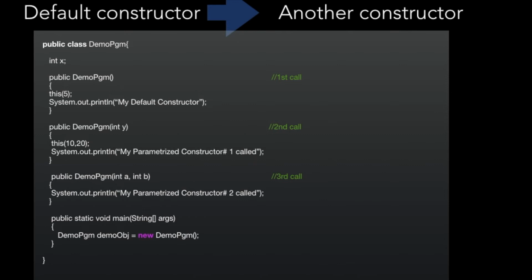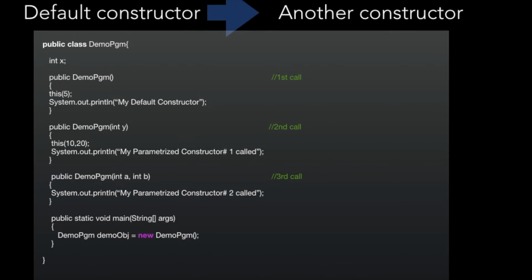So the this keyword can be used for constructor chaining, and when you are trying to invoke another constructor, the this keyword always needs to be on the top line in your constructor. It cannot be written after System.out.println. That will be a compilation error. So the this keyword always needs to be on the first line in your constructor.